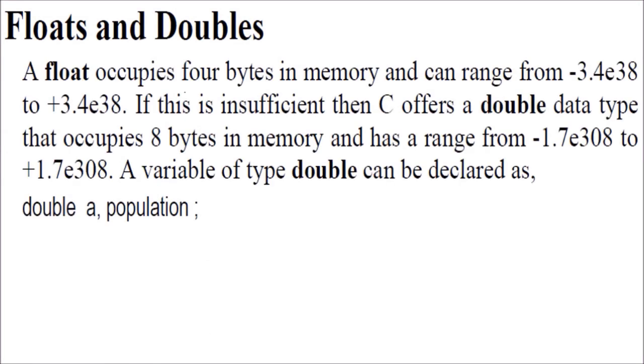Floats and double. Float occupies 4 bytes. 4 bytes means 4 into 8, because one byte contains 8 bits. So there will be 32 bits, so 2 to the power 32 is the range. You just divide it into 2 parts, because float and double also take negative values. So the range is this.